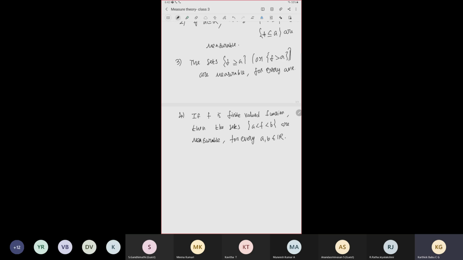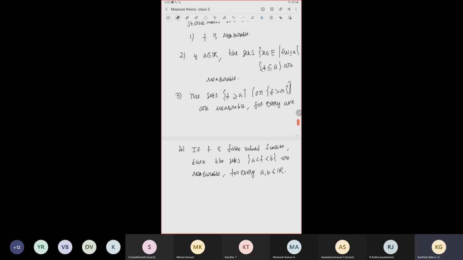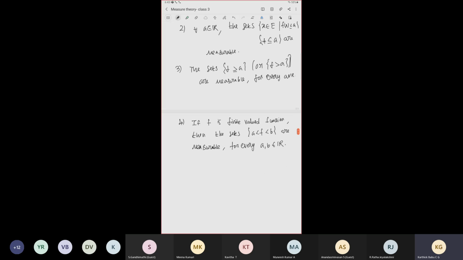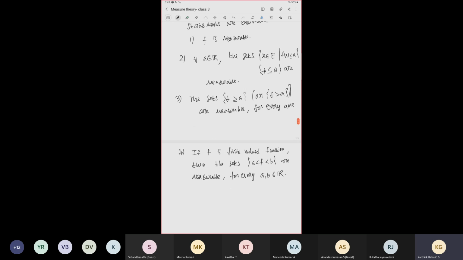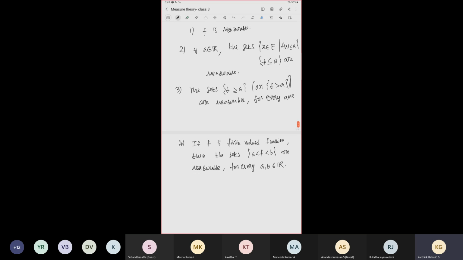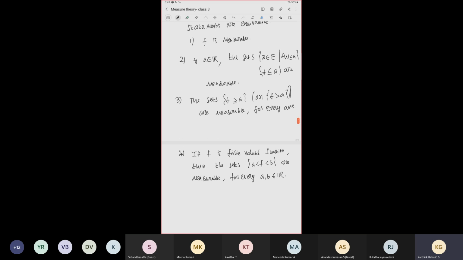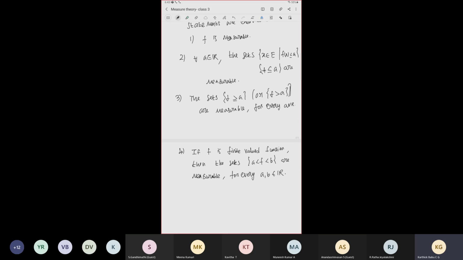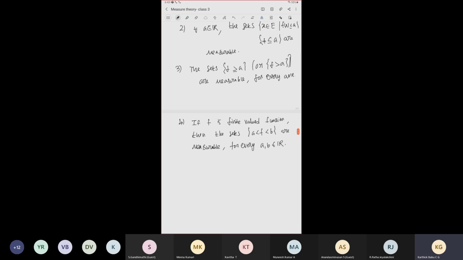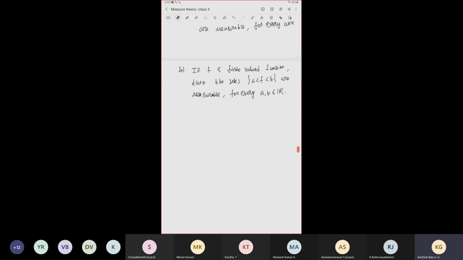So I will not give the detail of the proof, but I will give the sketch of how it follows, because these are all equivalent. So whichever way you want to define a measurable function, you can define it by one among these, not necessarily less than. You can take anything as a definition, and you can do the proofs which come next.